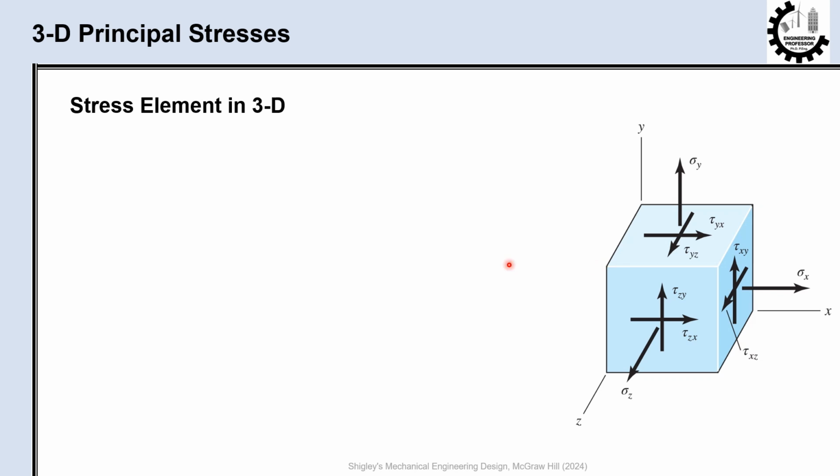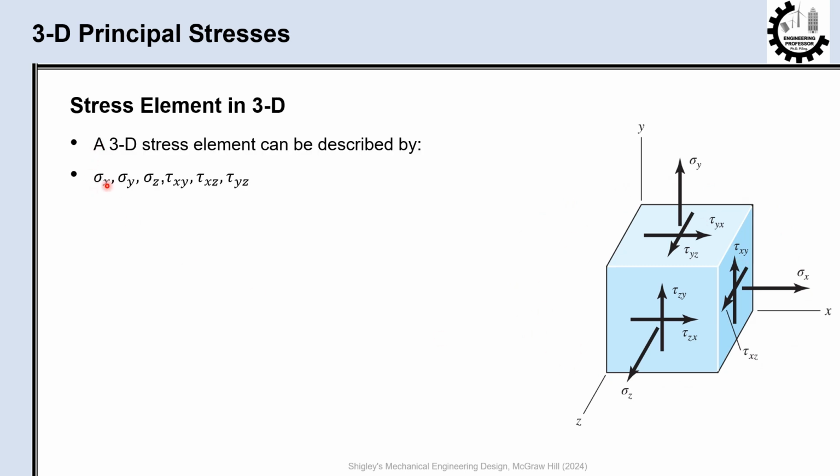In a previous lesson, we discussed how a three-dimensional stress element is described by the following six stress components: sigma x, sigma y, sigma z, tau xy, tau xz, and tau yz. In design problems, an important step is to find the extreme stresses acting on a component that might cause failure. These are called principal stresses.